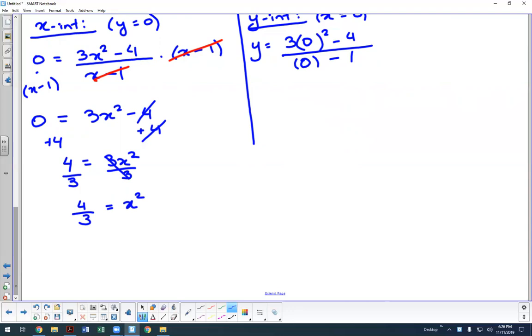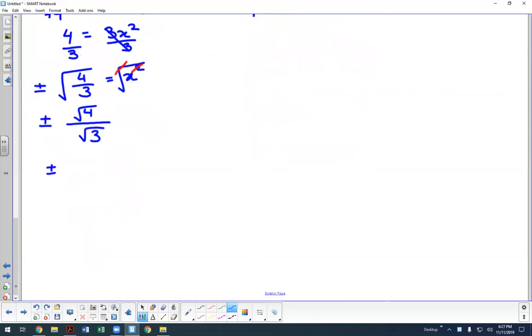Okay. So since we have a square on the x, we need to get rid of that square by using square root. And with the square root, we get a positive and a negative root. Of course, these guys cancel each other out. To simplify this, let's actually separate our numerator and denominator into separate radicals. Square root of 4, 2. And of course, we are left behind with square root of 3 on the bottom since we cannot simplify the 3.